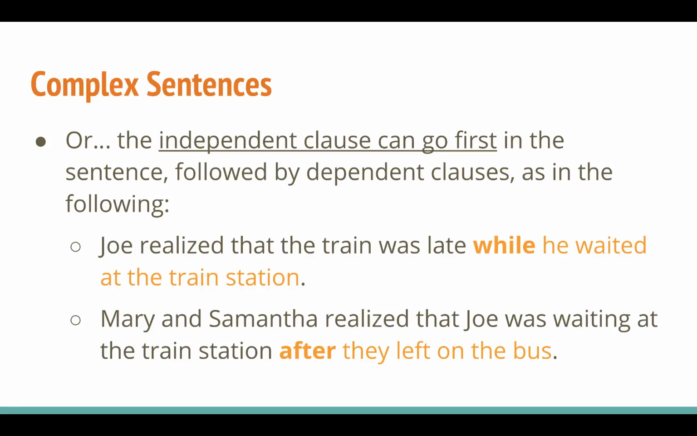Joe realized that the train was late, independent clause, while he waited at the train station, dependent clause. Mary and Samantha realized that Joe was waiting at the train station, independent clause, after they left on the bus, dependent clause. So as you see, it can either start independent and go to dependent, or start with dependent and go to independent. So you have to kind of figure out the sentence as you're reading it.